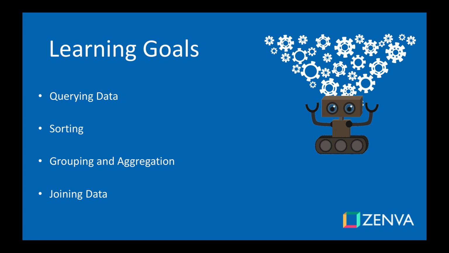And this is what we're going to be learning about. We'll learn about how to query data. We'll learn about how we can do different kinds of sorting of the data that we already have. We'll learn about grouping and aggregation. And then finally, how we can take different kinds of data and merge it into one, combining information across different datasets.